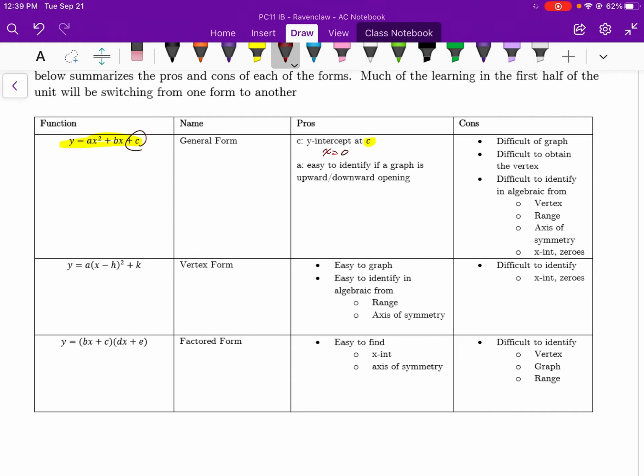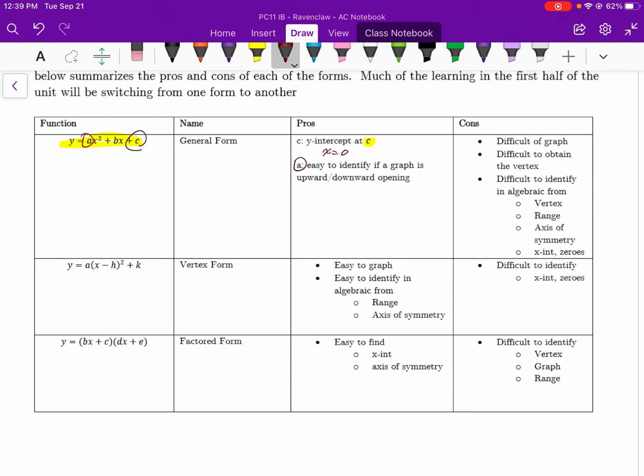Also, another pro: it's easy to identify if the graph is upward or downward opening. You just look at the coefficient a. It tells you if your function is upward or downward opening. Now, recall that the most important point on a parabola is the vertex. So you don't have the vertex, you just have the y-intercept. And you only have it if it opens upwards or downwards.